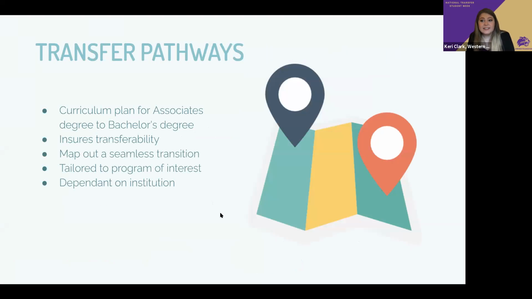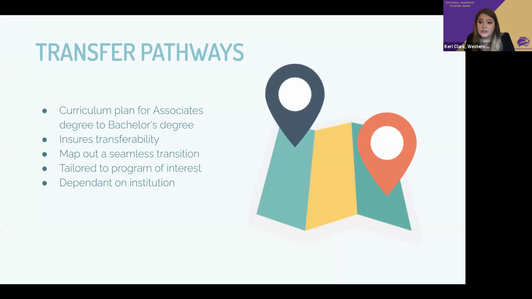Transfer pathways. This is somewhat similar to the articulation agreement, but this is more of a curriculum plan for associate's degrees to the bachelor's degree program of your interest. It maps out a more seamless transition. I know for my school in particular, we've got several transfer pathways for each of the programs that we offer. If you're interested in a certain major, you can clearly see how transferable credits are going to come in from an Associate of Arts or Associate of Science and play into that. Like I said, it just maps out a more seamless transition.